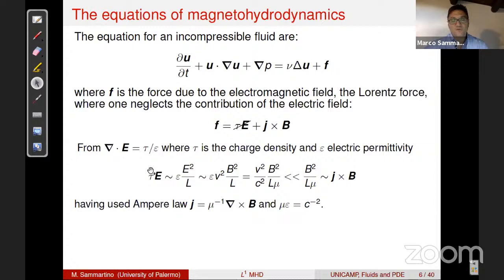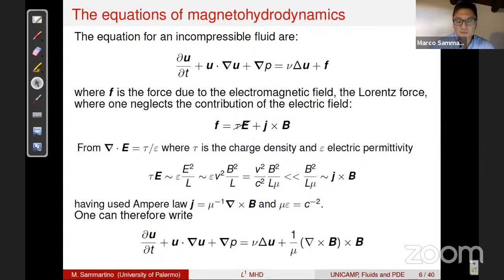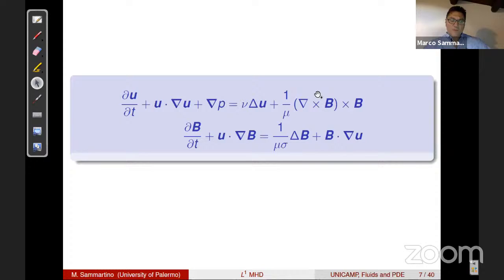So once again, neglecting the contribution of the electric field with respect to the magnetic field is equivalent to supposing that the velocities are much smaller than the speed of light. So, okay, and then once again, one derives this equation, which is at the bottom of the slide, reproducing the equation here.